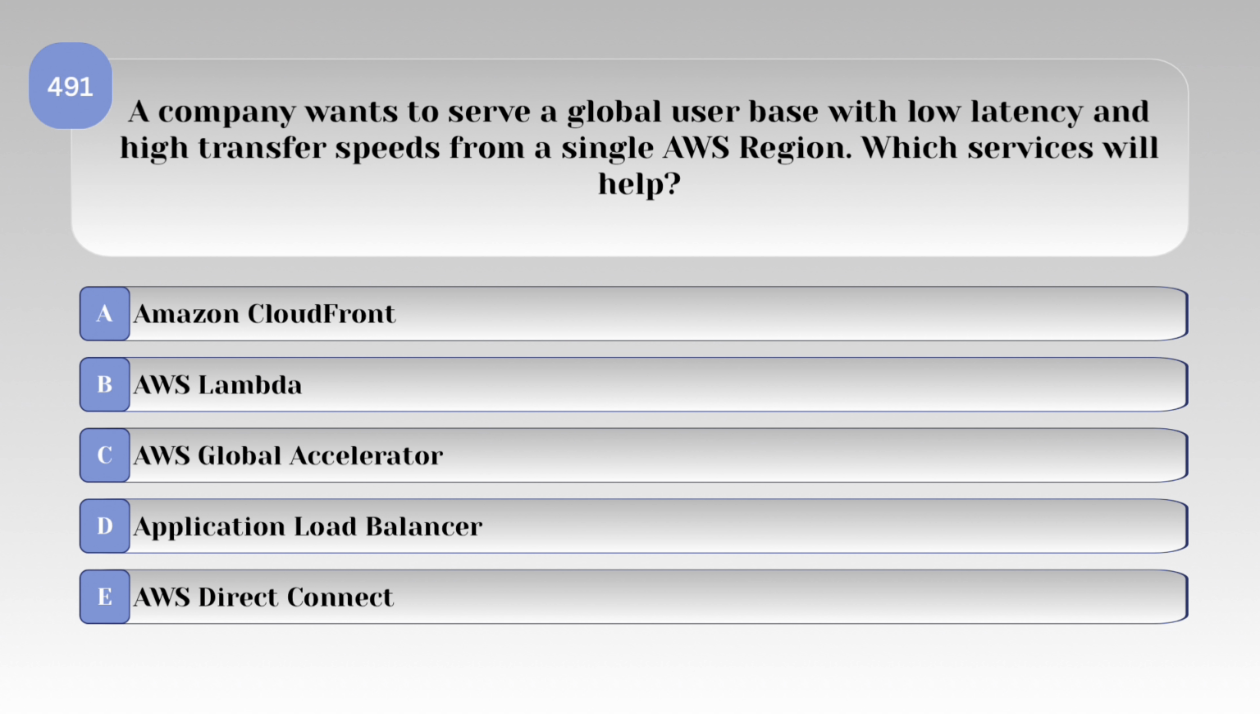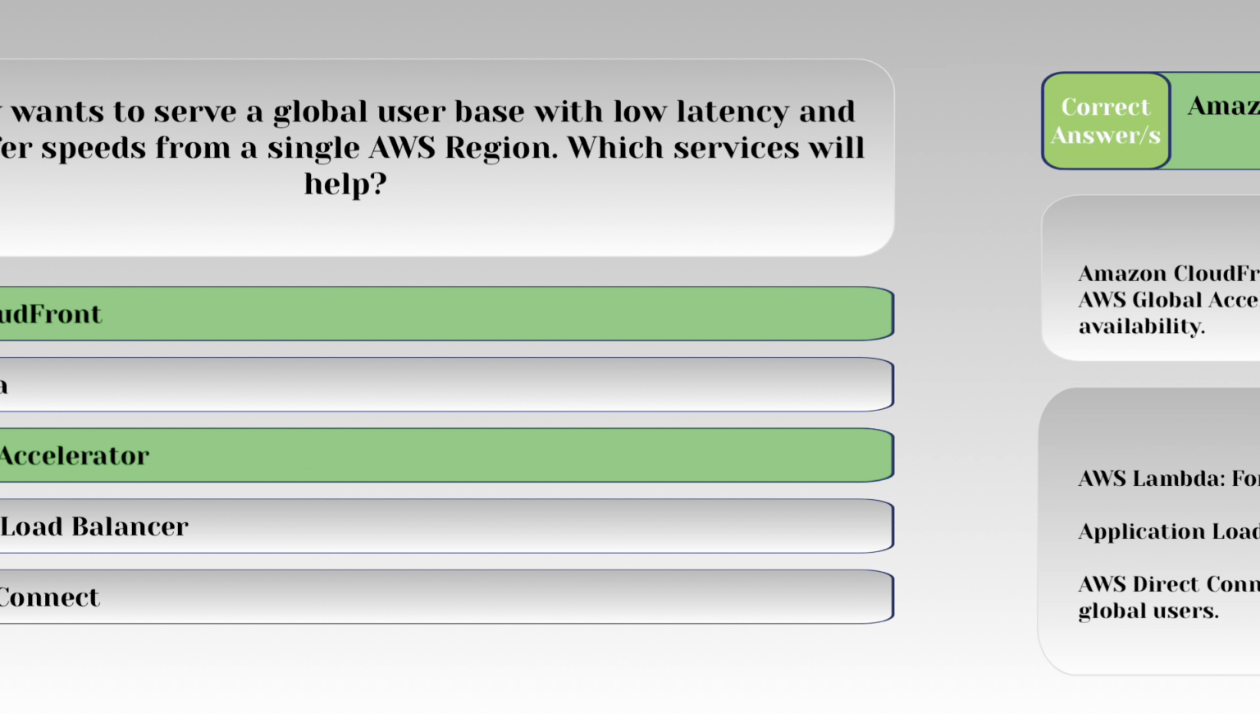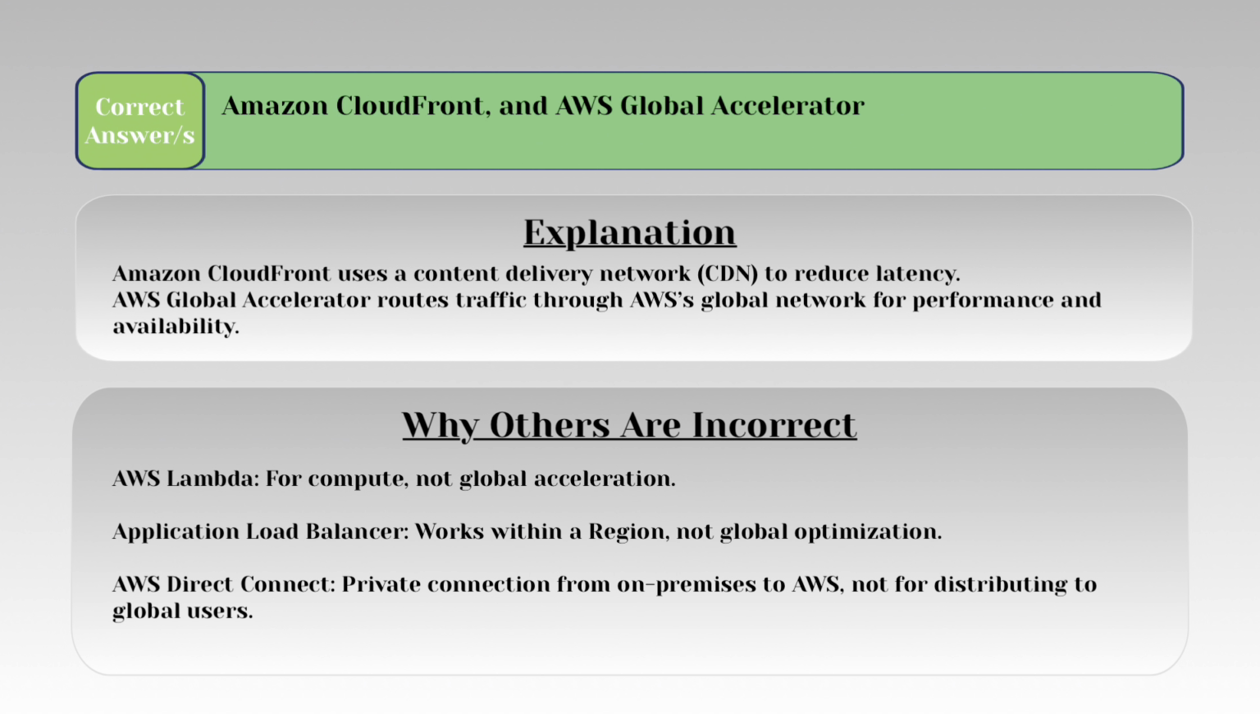Correct answer, Amazon CloudFront and AWS Global Accelerator. Explanation, Amazon CloudFront uses a content delivery network to reduce latency. AWS Global Accelerator routes traffic through AWS's global network for performance and availability. Why others are incorrect? AWS Lambda, for compute, not global acceleration. Application Load Balancer, works within a region, not global optimization. AWS Direct Connect, private connection from on-premises to AWS, not for distributing to global users.